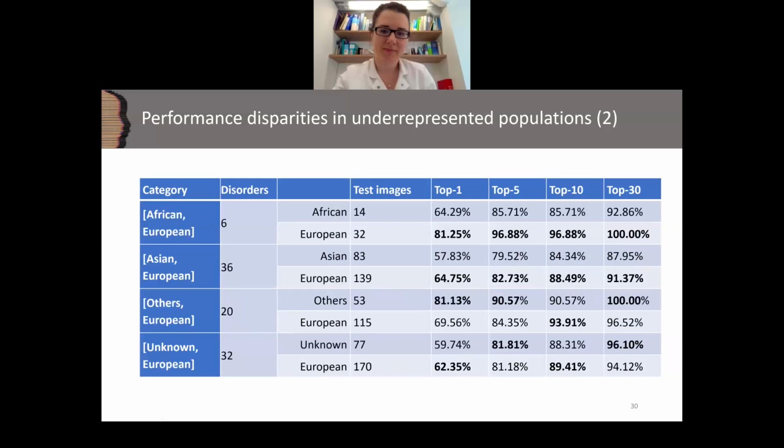We only compare two different ancestries on the same disorders. For example, we compare African and European, which is the first row. We only analyze 6 disorders, which is the overlap between these two groups. And the second row is the Asian to the European, which is 36 disorders. Here we can see that the European always outperform Asian and African, and I would say very significantly, which is what we expected. And this is also what we need to improve in the near future.